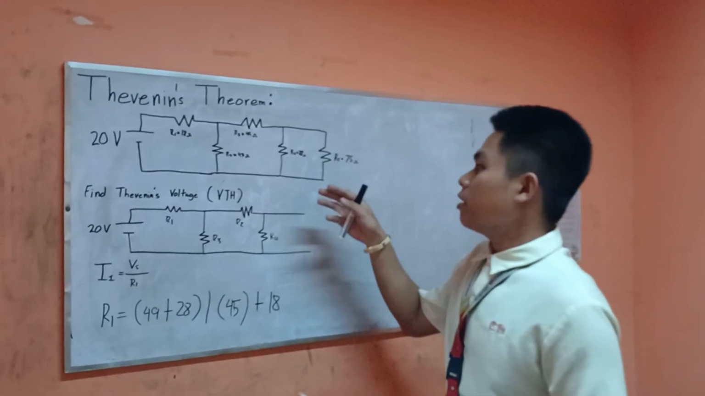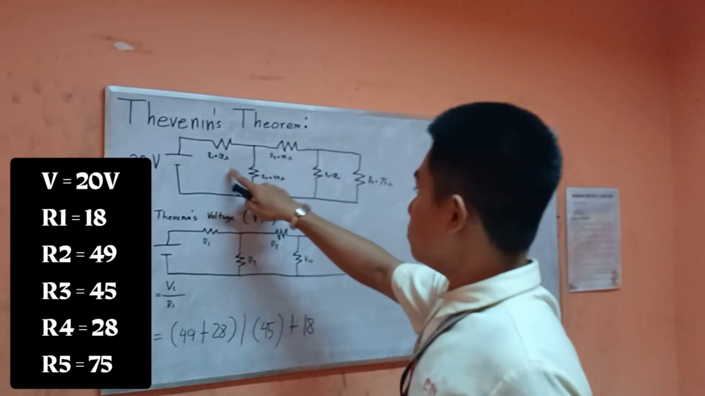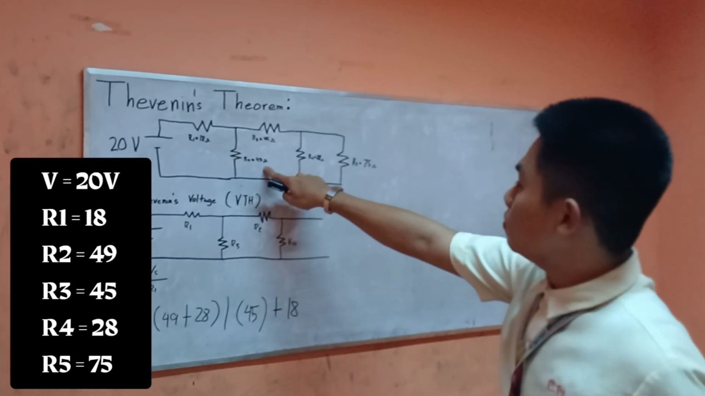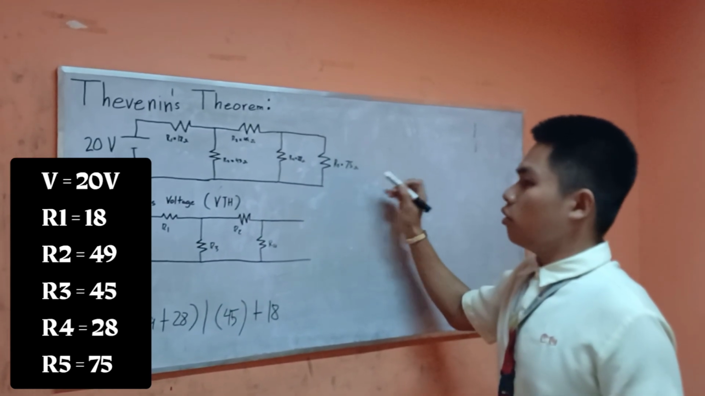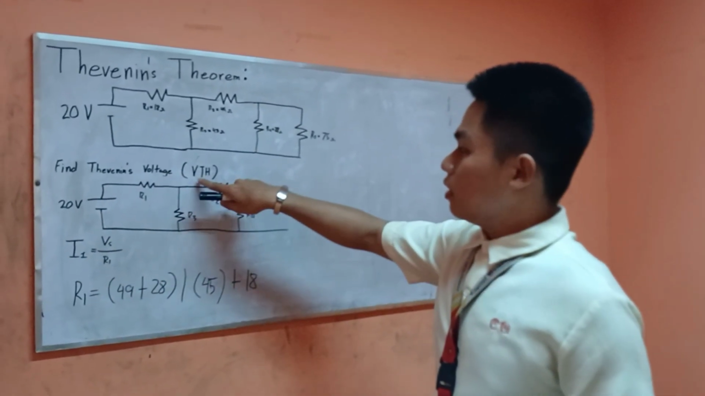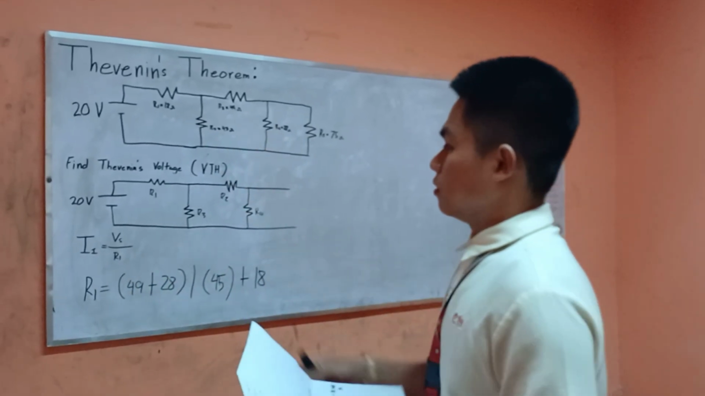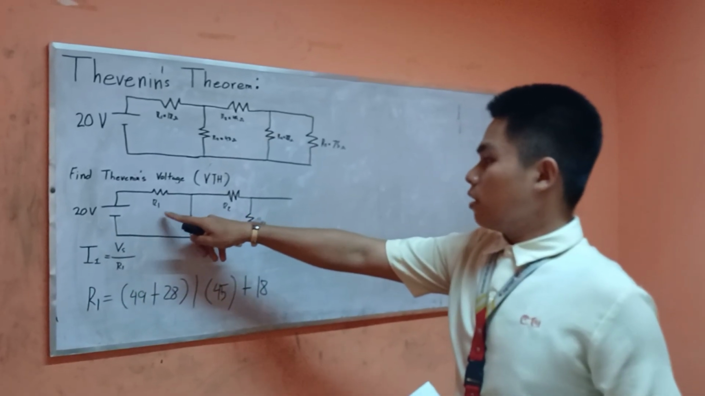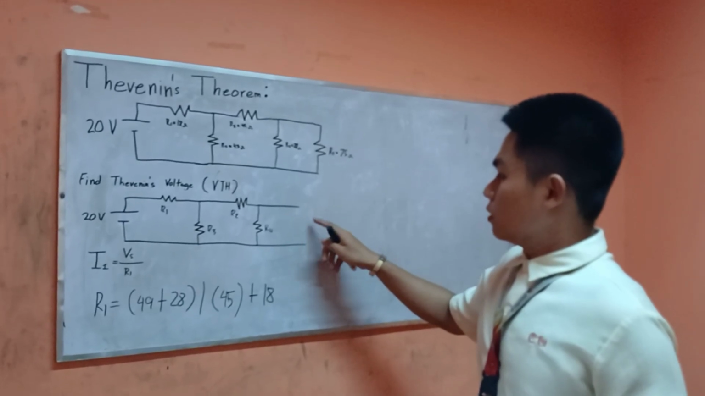As for this problem, the diagram given has 20 volts, resistor 1 is 18 ohms, resistor 2 is 49 ohms, resistor 3 is 45 ohms, resistor 4 is 28 ohms, and resistor 5 is equal to 75 ohms. Now, to start off, we need to find the Thevenin's voltage, VTH. As you can see in this diagram, we have 20 volts and R1, R2, R3, R4, but the current of this loop is missing.